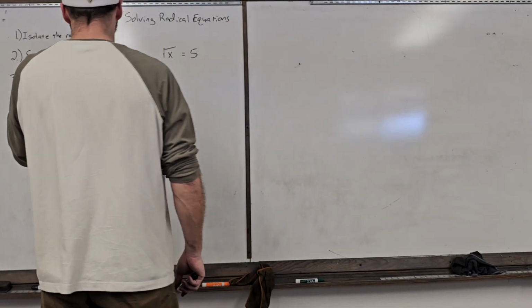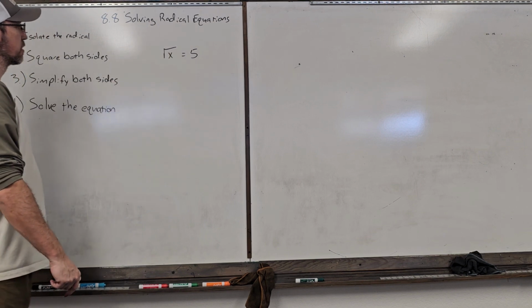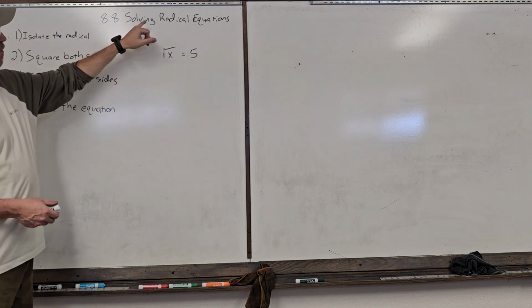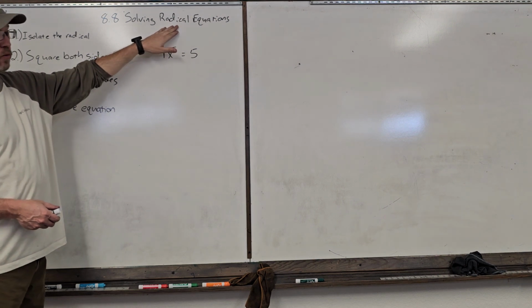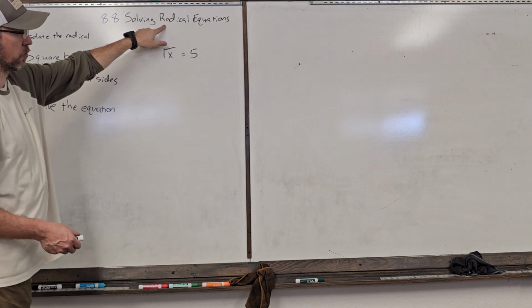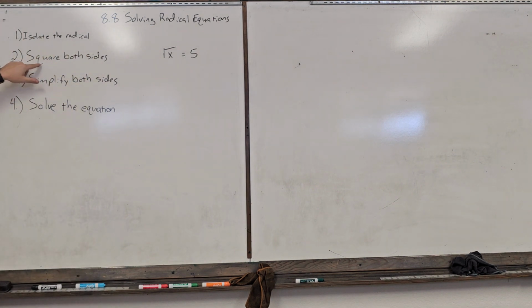8.8, solving radical equations. We've got 4 main steps and then your 5th step, to check your answer. Solving radical equations means there's going to be a radical and there's going to be an equation. Step 1 is to isolate the radical. Step 2 is to square both sides. Step 3 is to simplify both sides, and then step 4 is to solve the equation. By the time we simplify and solve, these 2 steps will look like what we've always done when we solve an equation.